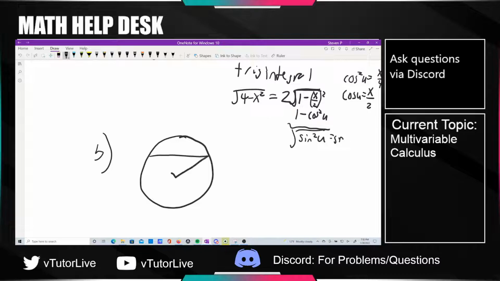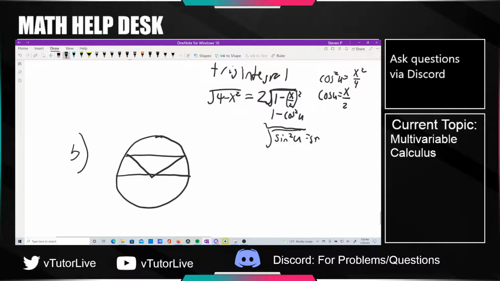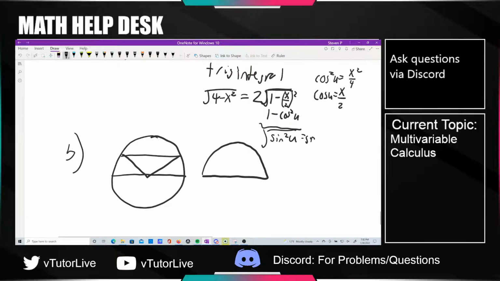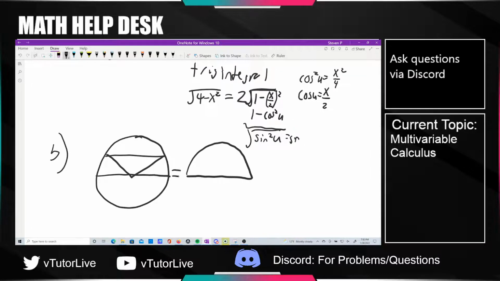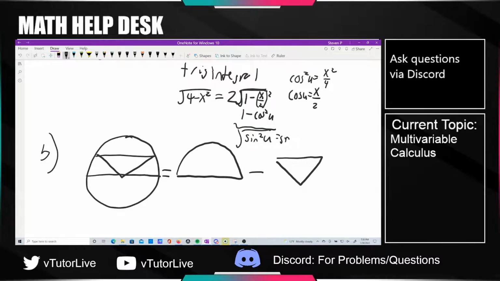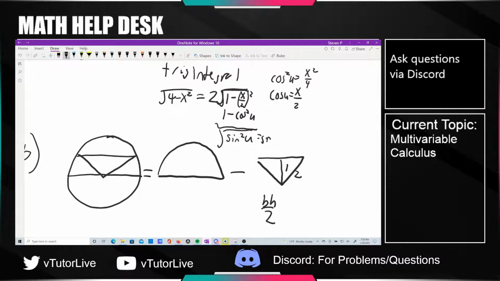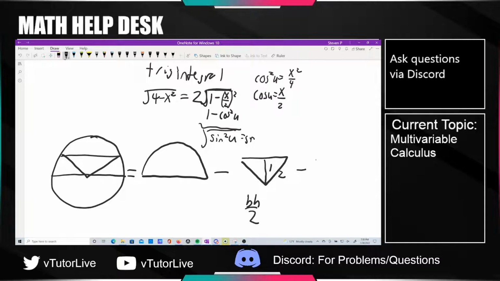For part B, it's basically asking you to do the exact same thing, just without calculus. So the way I suggest is to find the area of the hemisphere. That's easy to find, that's just pi r squared over 2. Then subtract the area of this triangle, which you can probably figure out, because it has radius 2 and height 1. Just use base times height over 2. And then you need to subtract 2 of this little wedge.